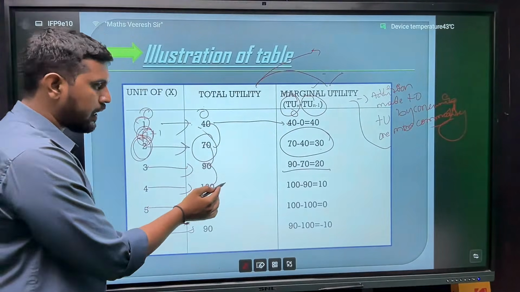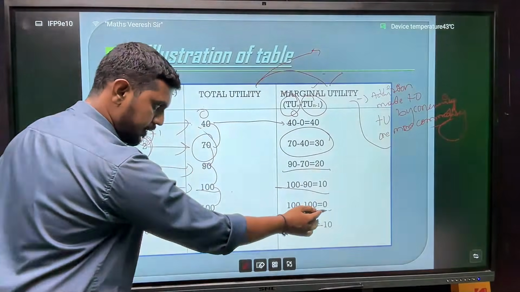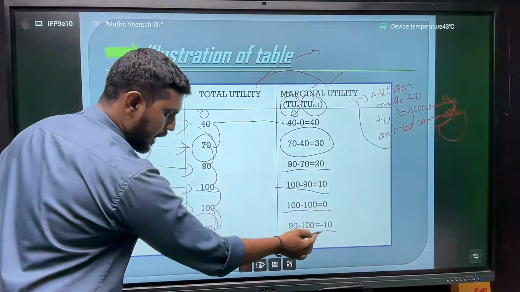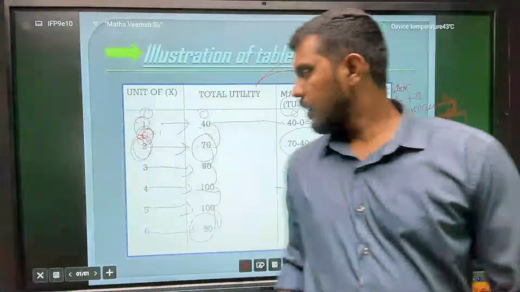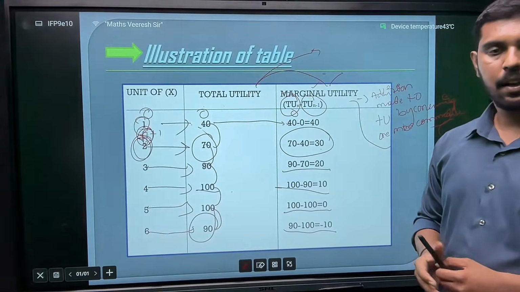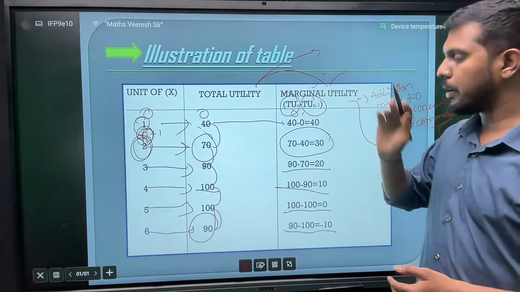100 minus 20 is nothing but 10. 100 minus 100 is 0. 90 minus 100 is minus 10. Again I am explaining. 40 minus 0 is 0. He did not consume anything, so total utility is 0. Marginal utility also will be 0.